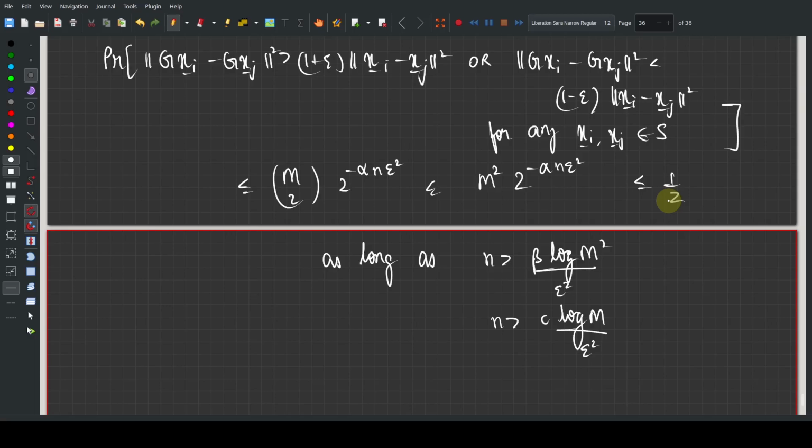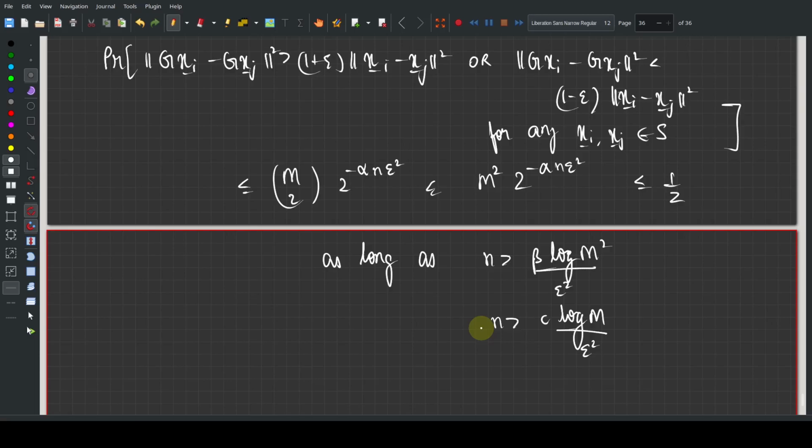So that is fine. In certain applications, this is enough. In certain applications, you may want a specific behavior for the probability of the bad event. You may want it to decay exponentially in n, or some particular behavior in m, in which case you have to choose the n more carefully. But as long as we are happy with the existence of one matrix which satisfies these properties, this is sufficient.